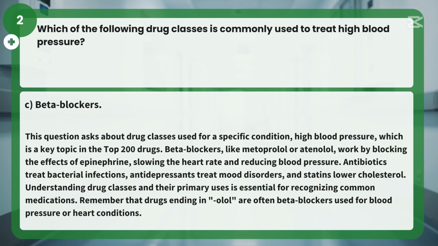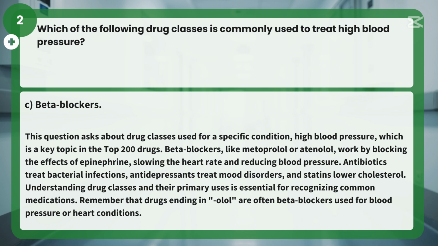Answer: C. Beta blockers. This question asks about drug classes used for a specific condition, high blood pressure, which is a key topic in the top 200 drugs. Beta blockers, like metoprolol or atenolol, work by blocking the effects of epinephrine, slowing the heart rate and reducing blood pressure. Antibiotics treat bacterial infections, antidepressants treat mood disorders, and statins lower cholesterol.